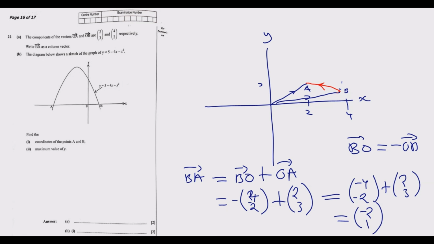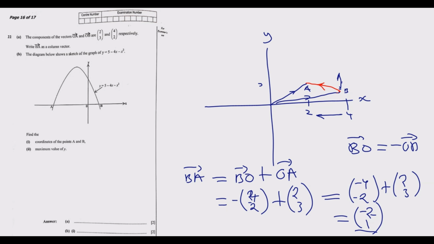Negative 2, then 1. So in terms of x, we are moving backward by 2 steps, which is negative 2. Then in terms of the y-axis, we are increasing by 1 unit. So basically, that's the column vector for question A.